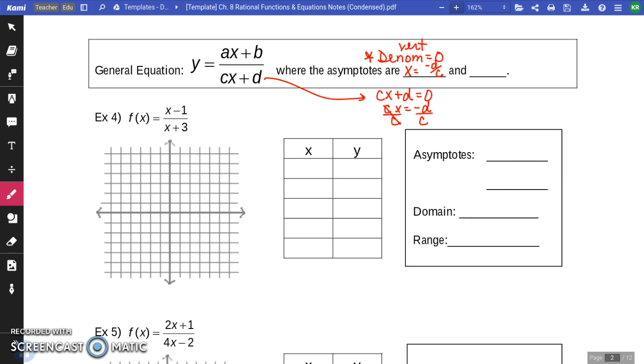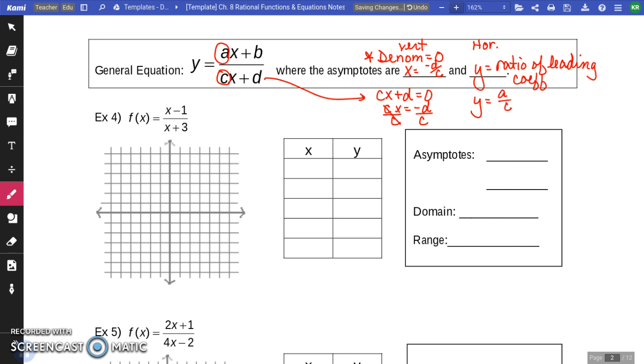Okay, now on finding a horizontal asymptote, it is y equals the ratio of your leading coefficients. Okay, so in this case our leading coefficients are a and c. Your leading coefficient is the coefficient in front of your variable with the largest exponent. So x to the first, that's our largest exponent. So this would be y equals a over c.